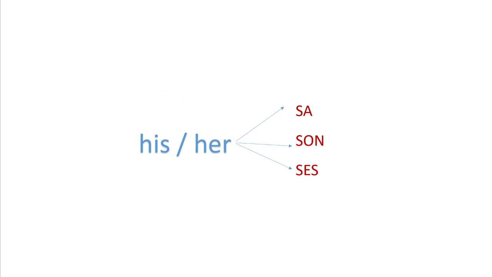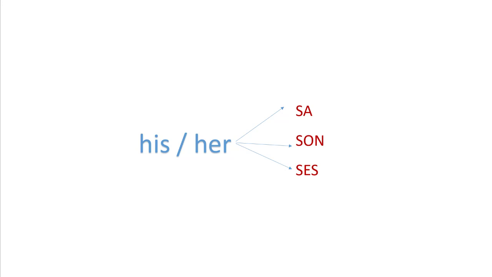And now you'll learn how to say his or her, which you should think of as being the same thing. His or her is the same. And the words for that are sa, son, and ses. So hopefully you see the pattern there again. Sa for feminine, just like ma or ta or la. And son for masculine, and ses for plural, just like les, mes, tes, or les. All of those are the plural.